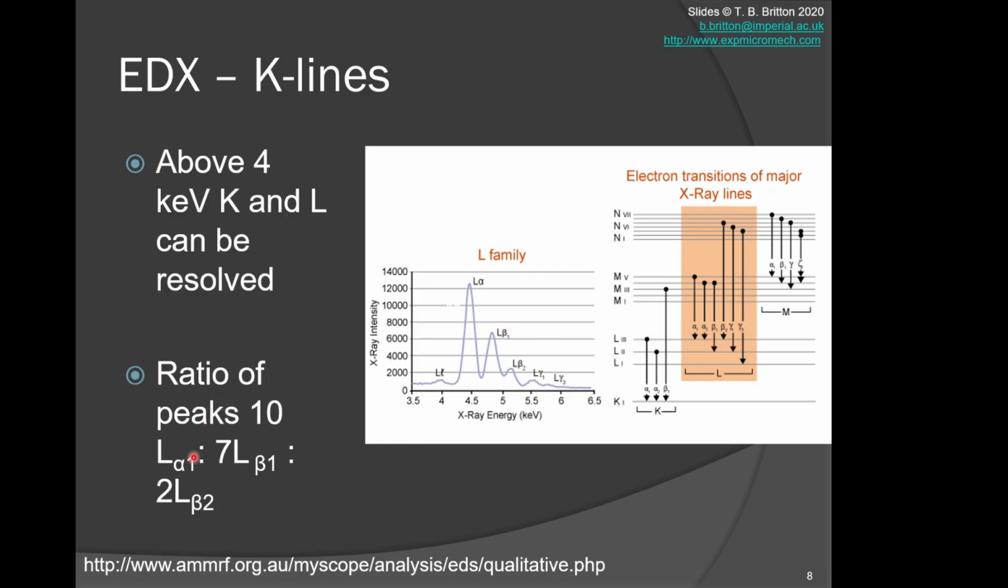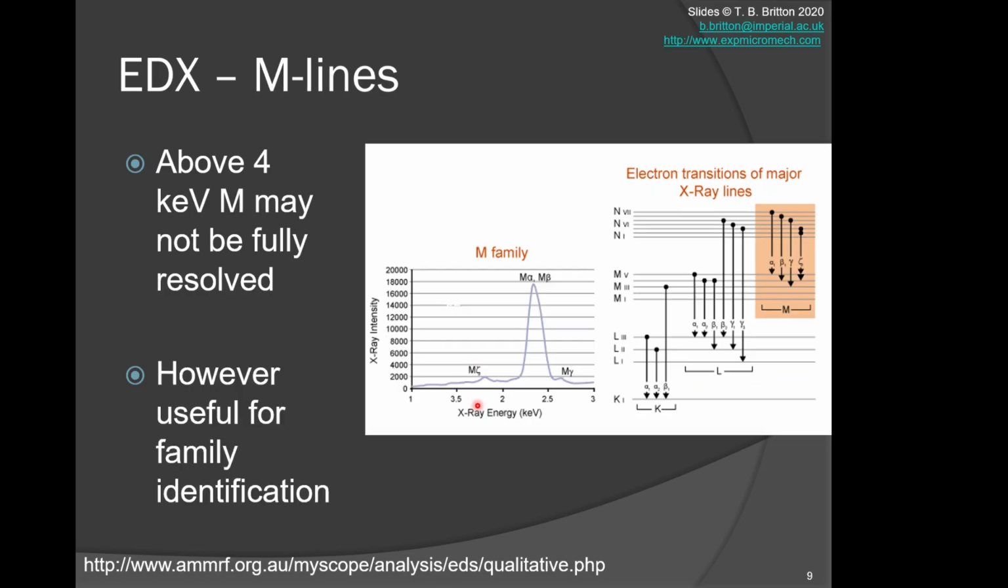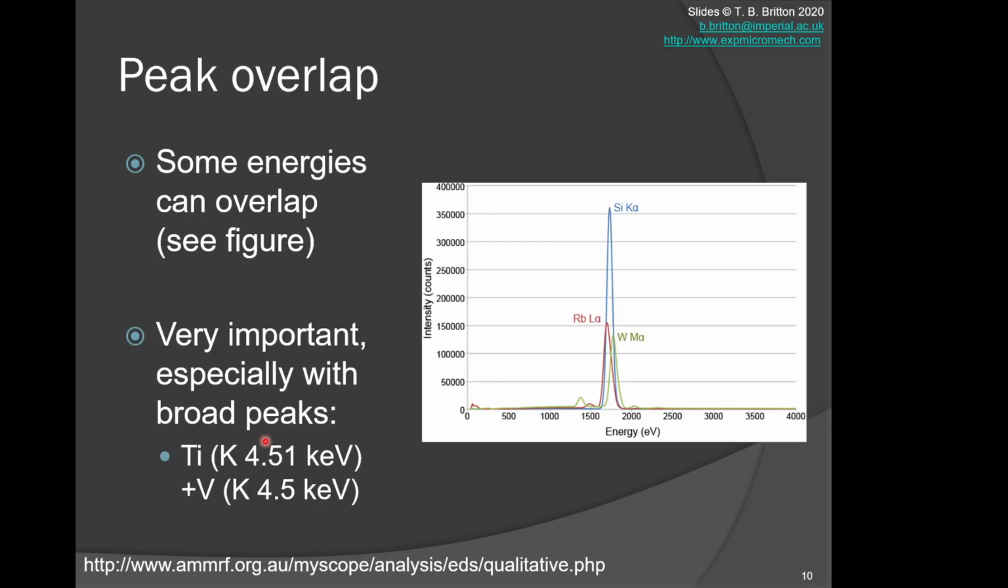So within these, we effectively get the L alpha to L beta to L beta 2, and we get a 1 to 7 to 2 ratio for this set. We see that as a characteristic fingerprint, so they're very useful to spot once you get familiar with your X-ray spectra for your particular samples. M lines, same problem, just effectively falling back down to M and corresponding to different transitions, labeled slightly differently. This is typically quite difficult to resolve, but they can be useful for the family identification of different species.